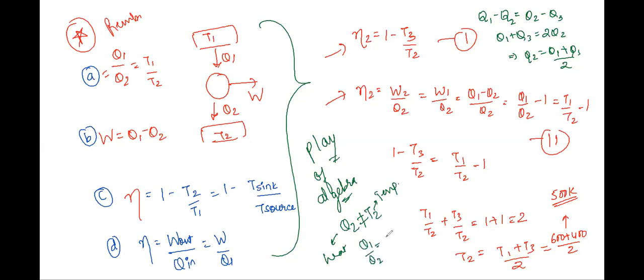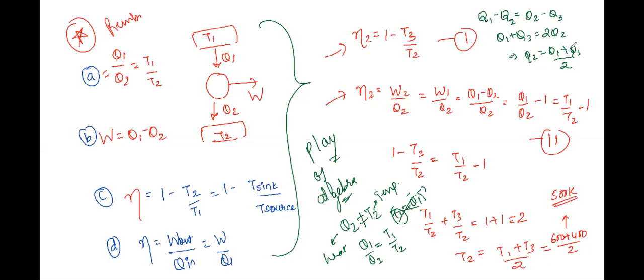Although the ratio Q1 is to Q2 is T1 is to T2, this does not imply that T1 is equal to Q1, because they are different quantities altogether. Q1 is heat, whereas T1 is temperature. You cannot equate them. Although your approach is correct to one extent, see how we got the expression Q2 is equal to (Q1 plus Q3) by 2.